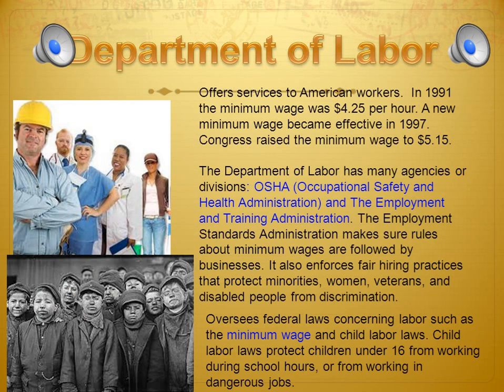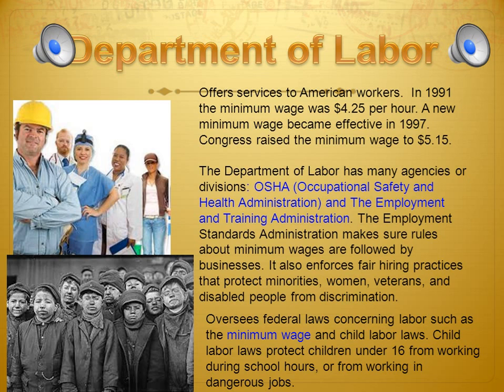The Department of Labor offers many services to American workers. It sees that the federal laws concerning labor are carried out, such as the minimum wage. As an example, in 1991, the minimum wage was $4.25 per hour, and I know because I was making that much as a hotel maid. A new minimum wage became effective in 1997, and they raised it to $5.15 an hour.